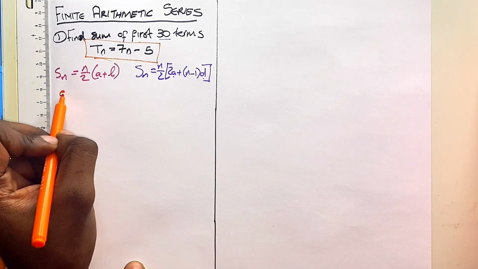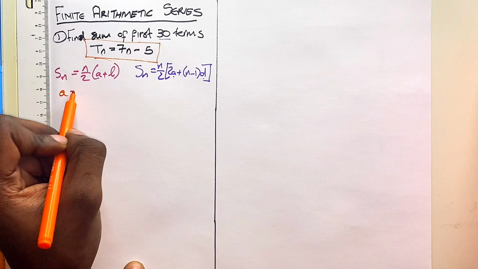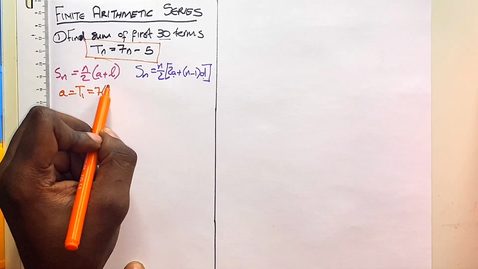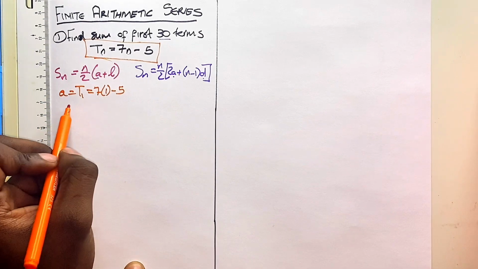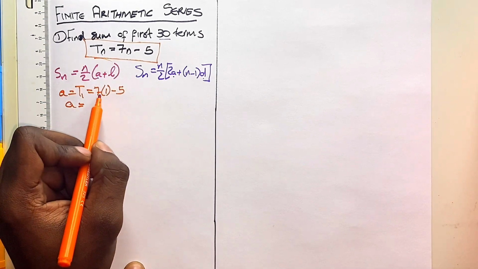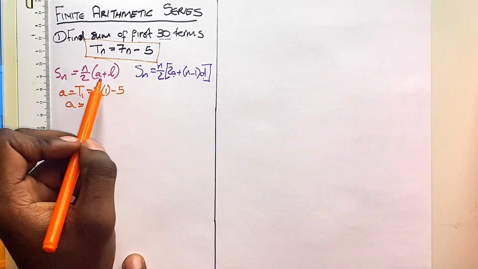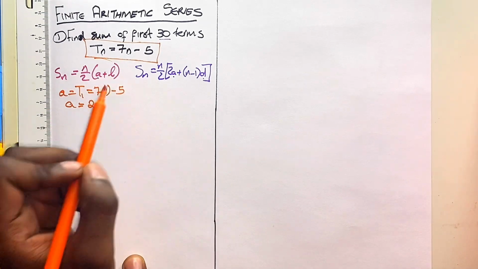Now we need to find the first term, A. Now A is given by T1, which is 7 into 1 minus 5. That means our A will be 7 minus 5, which is 2. Now we also need to find the last term.